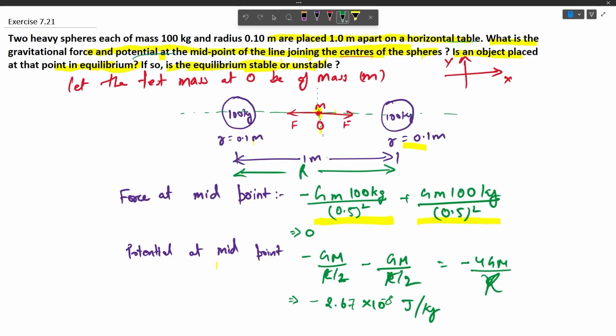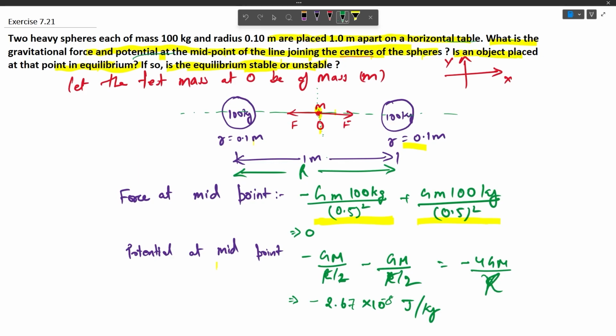Now the third question is, is the body in equilibrium, and if so, is the equilibrium stable or unstable? We see that the force is 0, so the body is in equilibrium. When we displace this body, it will lose its equilibrium. So it is in unstable equilibrium.